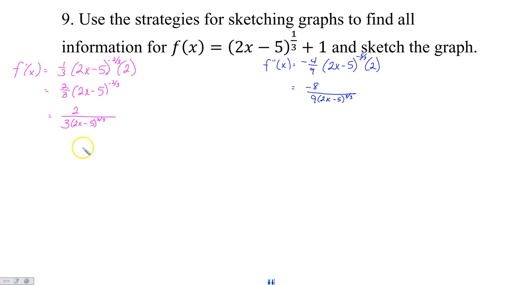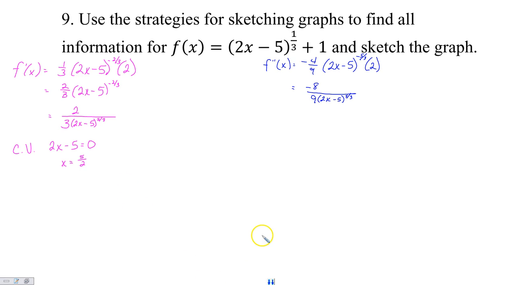Okay, so let's talk about critical values. So there is no way to make this fraction 0, and that's how we would typically find critical values. We can also find critical values by where the derivative is undefined. Well, the derivative is undefined if the denominator is 0. So we're going to find critical value here by taking simply 2x minus 5 and setting it equal to 0. Right? And so this is going to give me a critical value of positive 5/2 or 2.5. So that's going to be my critical value.